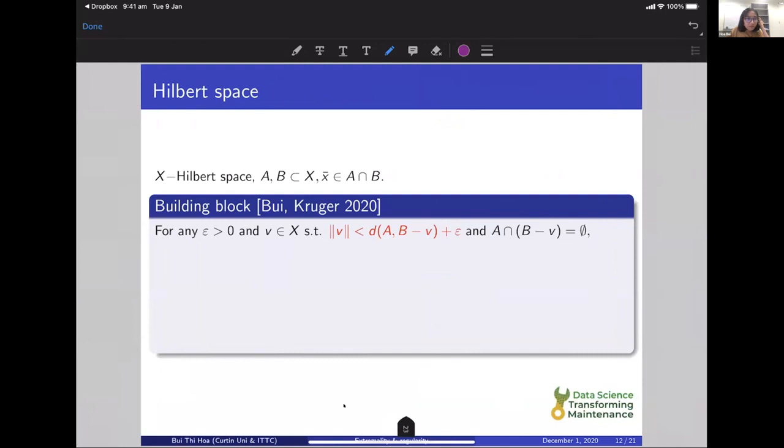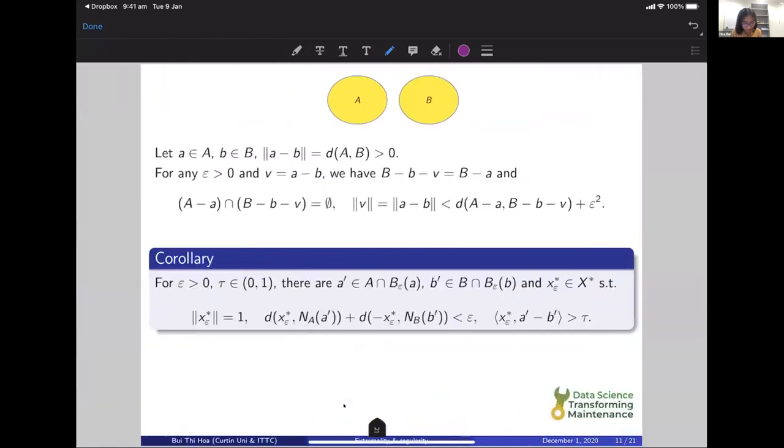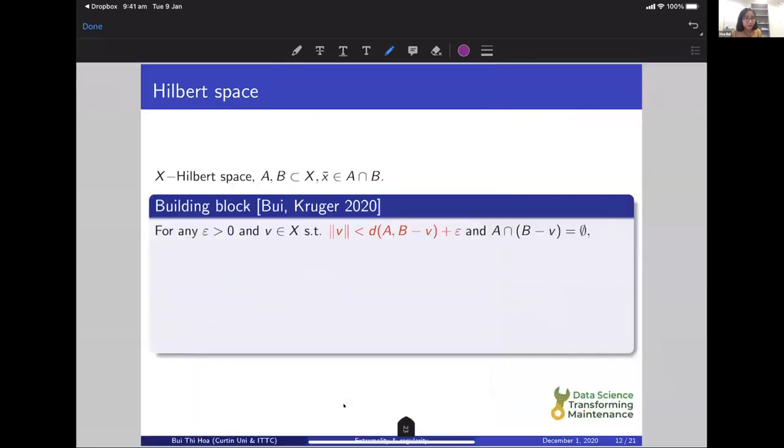in Hilbert space, we have something nicer because we can get rid of the tau I mentioned before. This constant tau is to make sure that the direction of X star is close to these vectors. In Hilbert space, we can actually get rid of that, and we can set tau equal to 1.